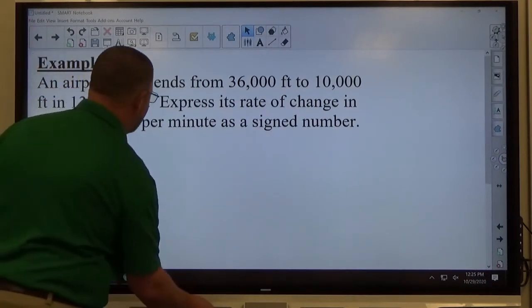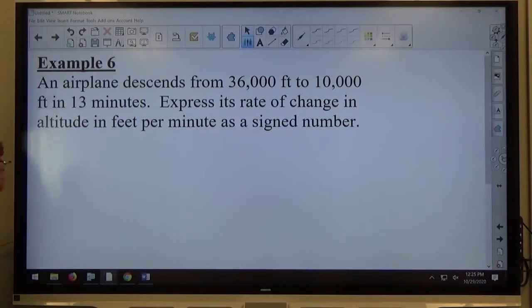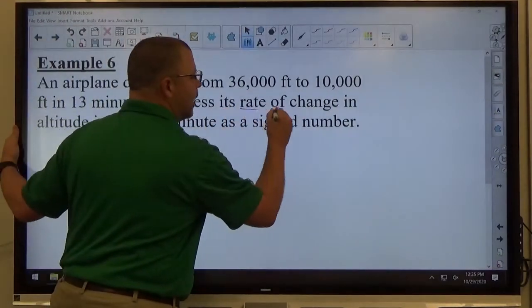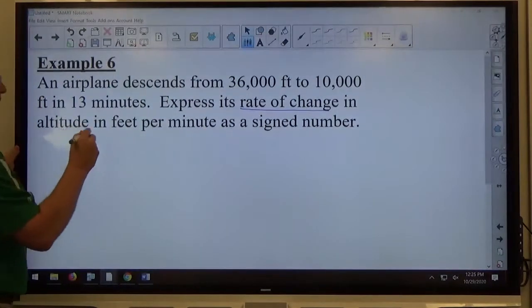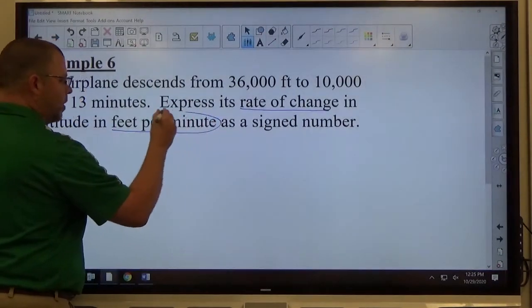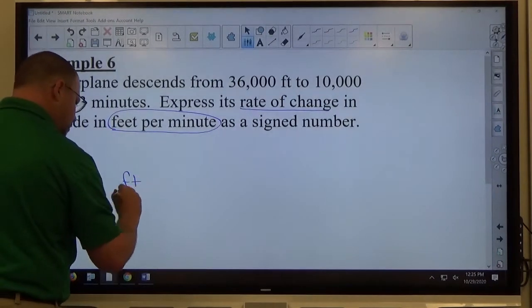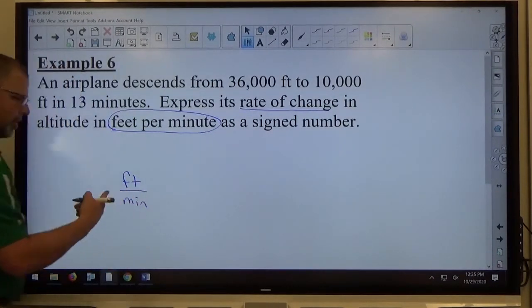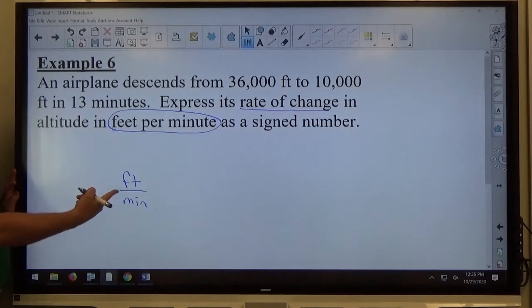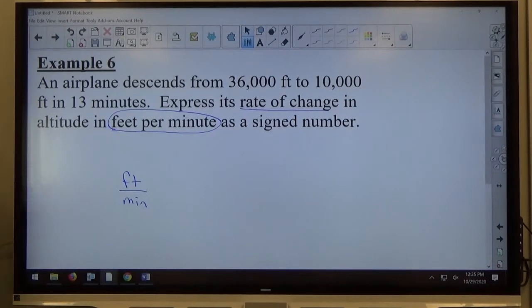So, a couple things going on here. First off, it says express its rate of change in altitude in feet per minute. If I'm looking for a unit of feet per minute, can everybody see the number of feet goes on top, the number of minutes goes on bottom? So just the unit itself is kind of determining how I'm going to do this problem.